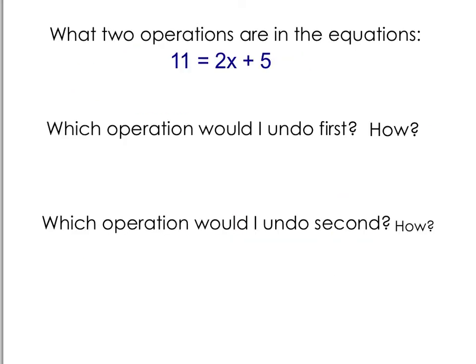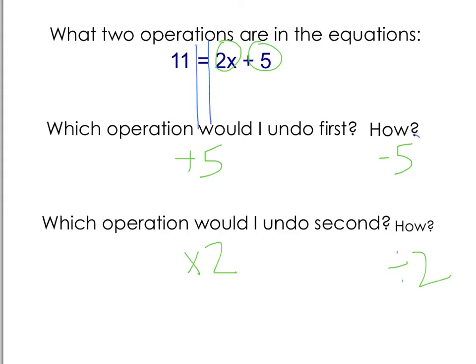Okay, what two operations are in this equation? Well, I see that I'm multiplying times 2 and I'm adding 5. Which one am I going to get rid of first? Adding 5. How do I get rid of it? Subtracting 5. Okay, second thing, which operation will I get rid of second? Multiplication times 2. How do I get rid of it? Divide by 2. Alright, so let's look at this problem.